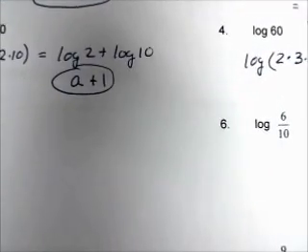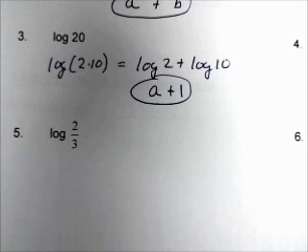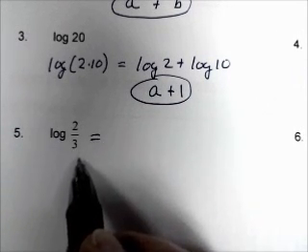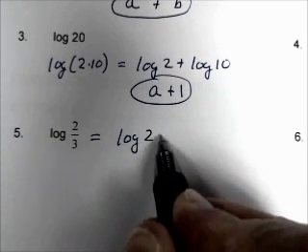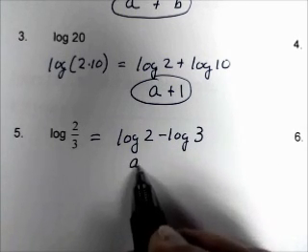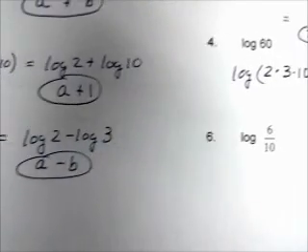Number 5, we have the quotient. We have log 2 divided by 3. Well, it's already in terms of 2 and 3, so now just simply expand. Division expands to subtraction. So this would be written as log 2 subtract log 3. A minus b.